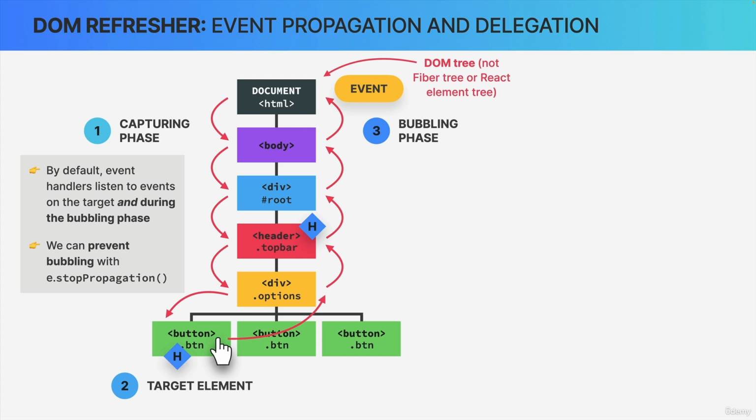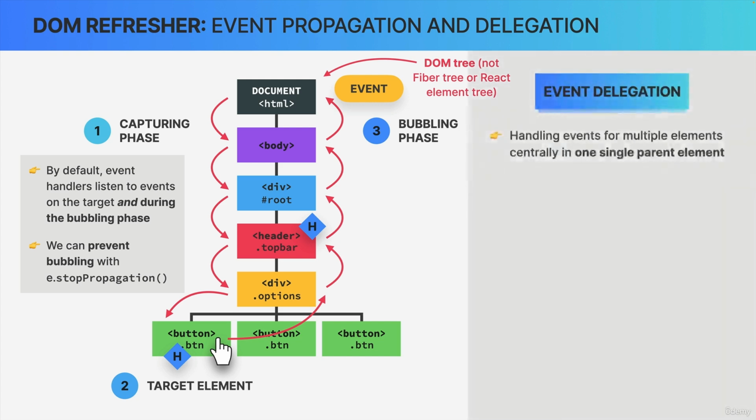Now, the fact that events bubble like this allows developers to implement a very common and very useful technique called event delegation. So, with event delegation, we can handle events for multiple elements in one central place, which is one of the parent elements. So, imagine that instead of 3 buttons, there would be like 1,000 buttons. Now, if we wanted to handle events on all of them, each button would have to have its own copy of the event handler function, which could become problematic for the app's performance and memory usage.